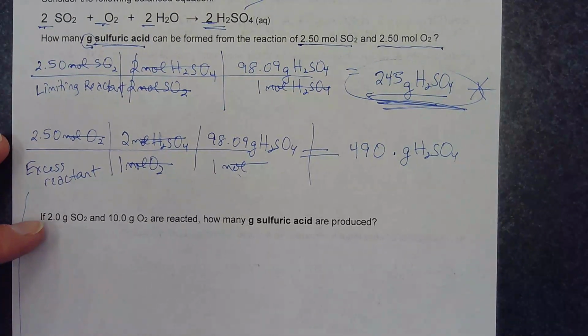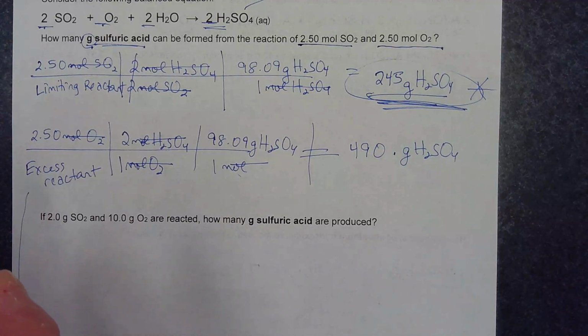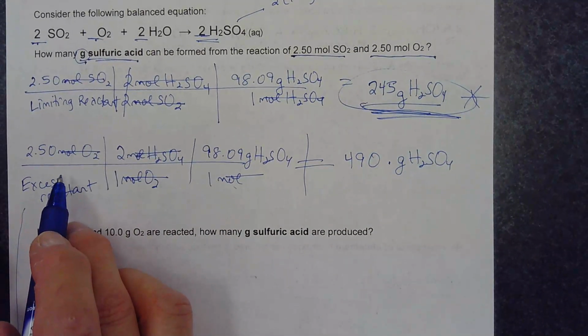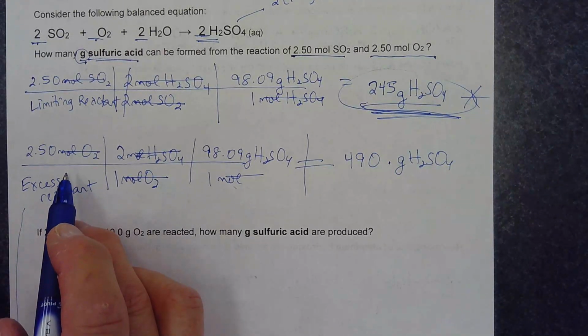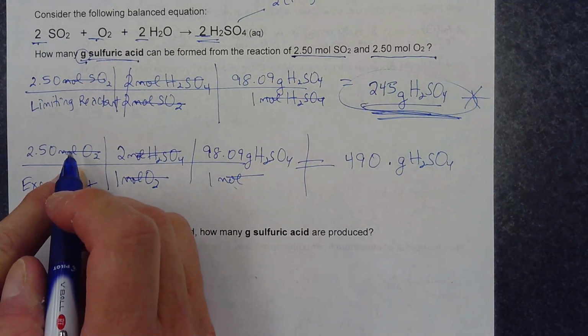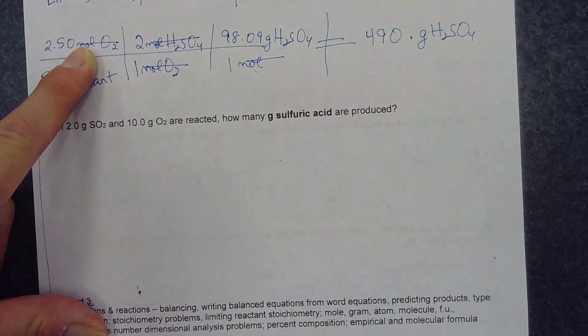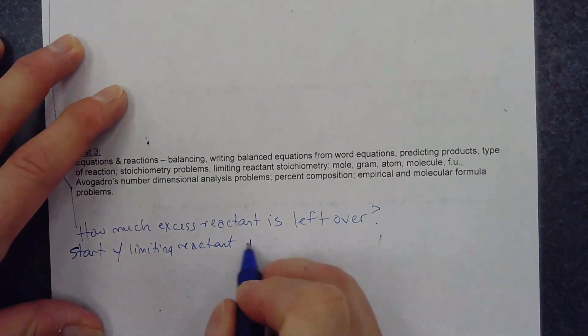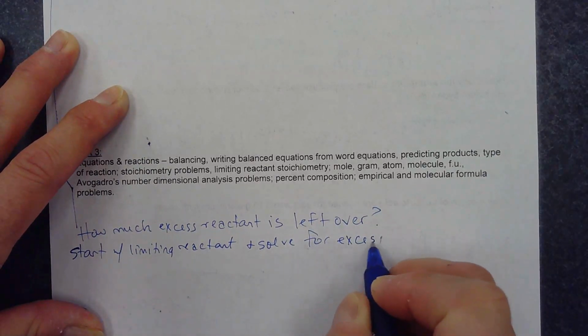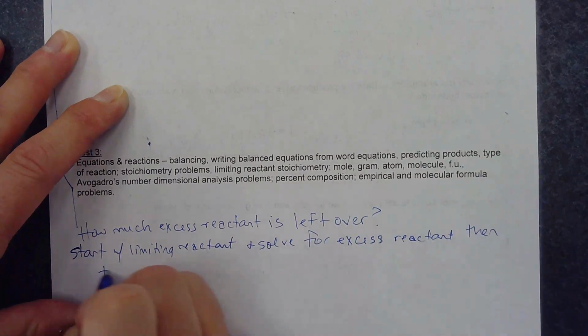So what you have to find out is, how much excess reactant did you need? Does that make sense? How much reactant did you have to begin with? 2.5 moles. And that's excess, yes? So that's too much. So you have to find out how much you need. How you find out is you solve for the excess reactant, moles of O2, using the limiting reactant. So start with the limiting reactant and solve for excess reactant. Then take the difference.